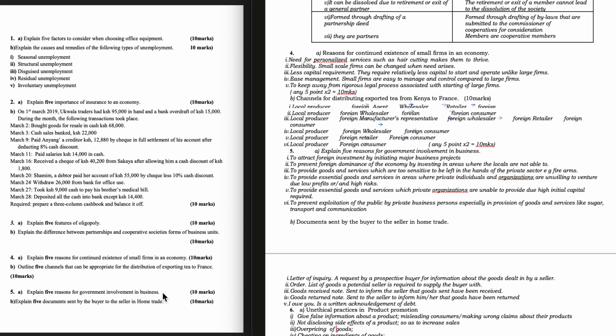To prevent exploitation of the public by private business persons, especially in the provision of goods and services like sugar, transport, and communication. Question 5b. Explain 5 documents sent by the buyer to the seller in home trade.